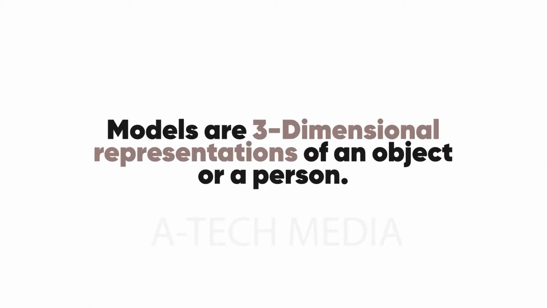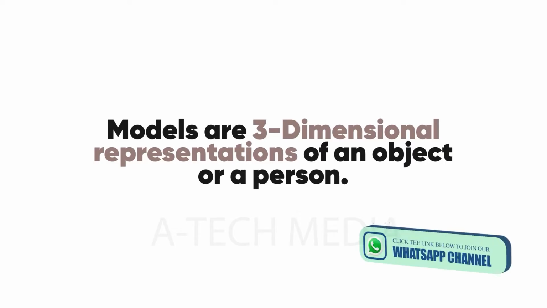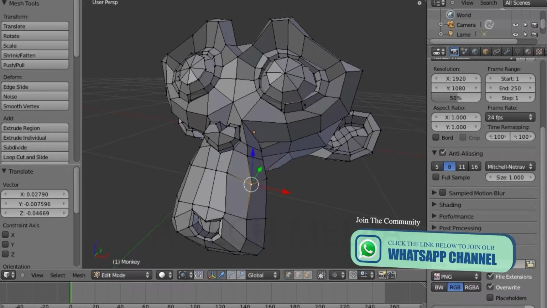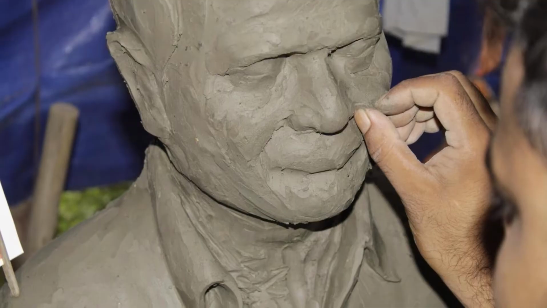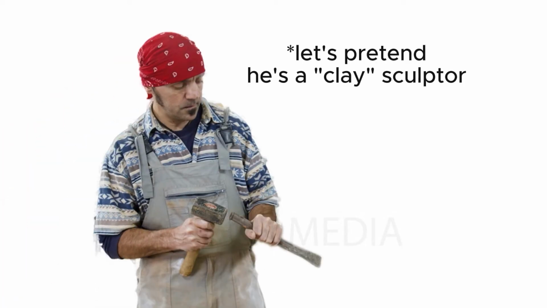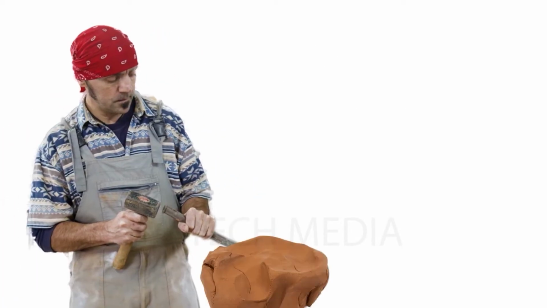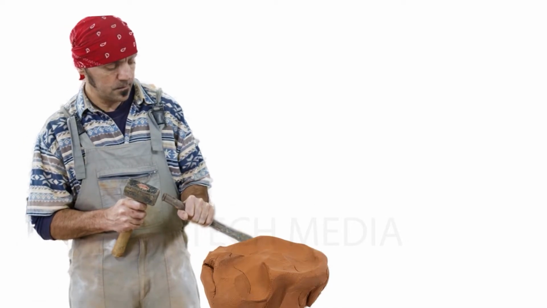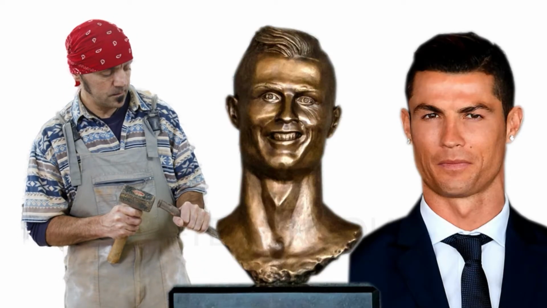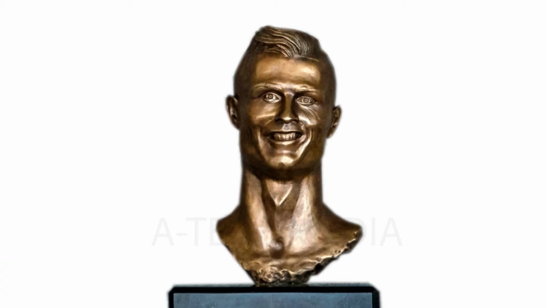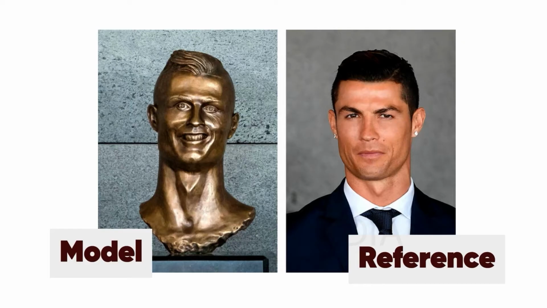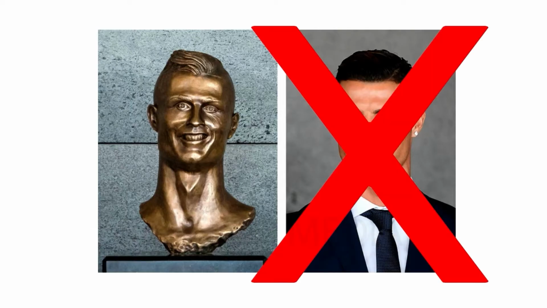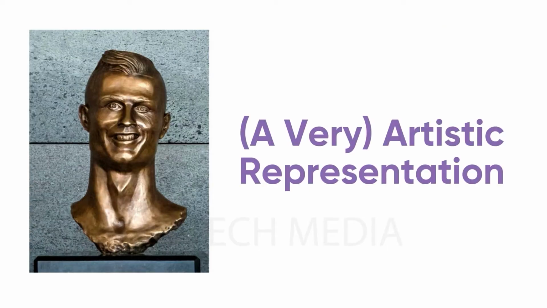So models are simply three-dimensional representations of an object or a person. Before we had 3D softwares, we had sculptors. So the art of modeling started from the sculptors. So if we had a clay sculptor, he would create a three-dimensional representation of a person in his clay sculpture. So that three-dimensional representation of the person that he has sculpted would be called a clay model of that person. So it is not the person, it is a representation of the person.